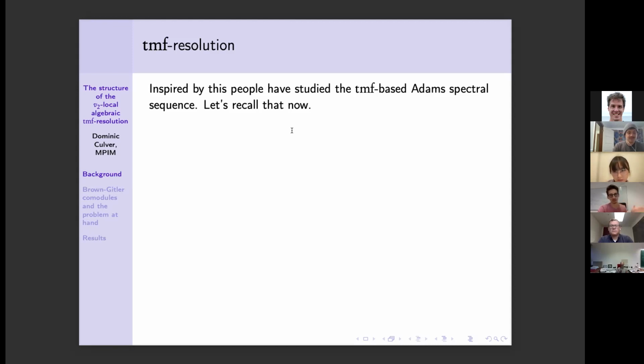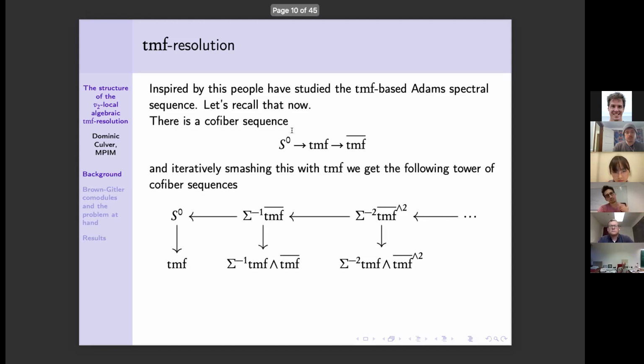But let me at least recall what that is, in case you don't remember how to construct the Adams spectral sequence. So TMF is a ring spectrum. So in particular, that means it has a unit map. So there's a map from the sphere into TMF. And you can take the cofiber of that map, that's TMF bar. And then you can basically iteratively smash this thing with TMF bar. So you just keep smashing this thing with TMF bar over and over and over. And if you do that, you get this tower of cofiber sequences. All right, so this is the one cofiber sequence, and then you smash with TMF bar and you get this one, and so on and so on.